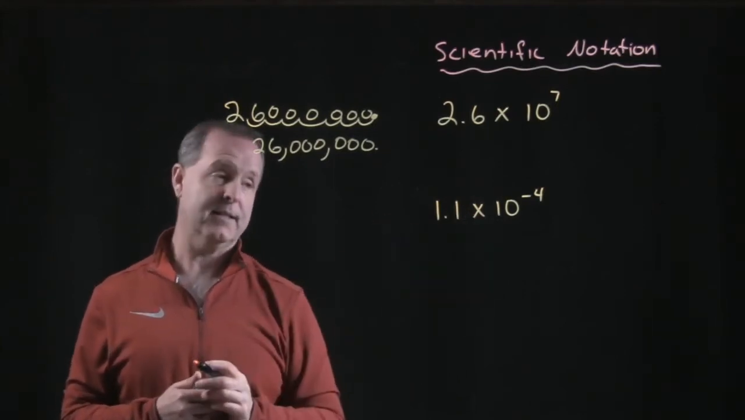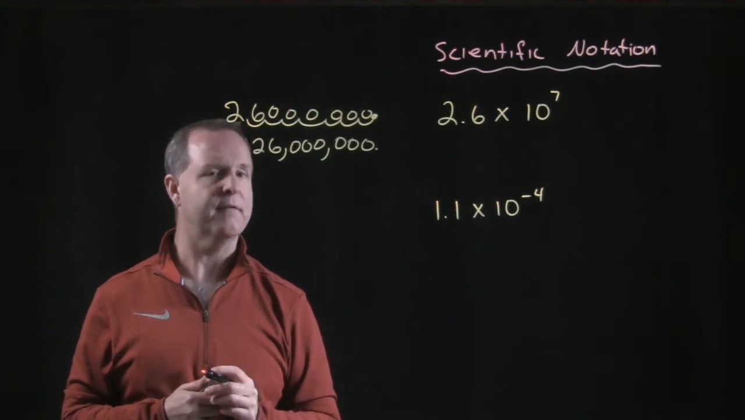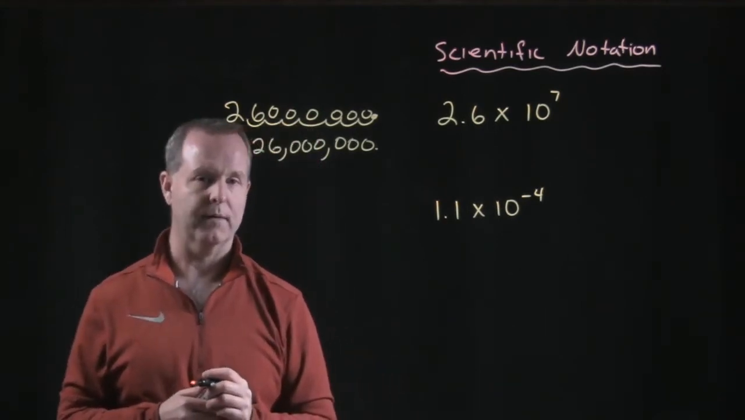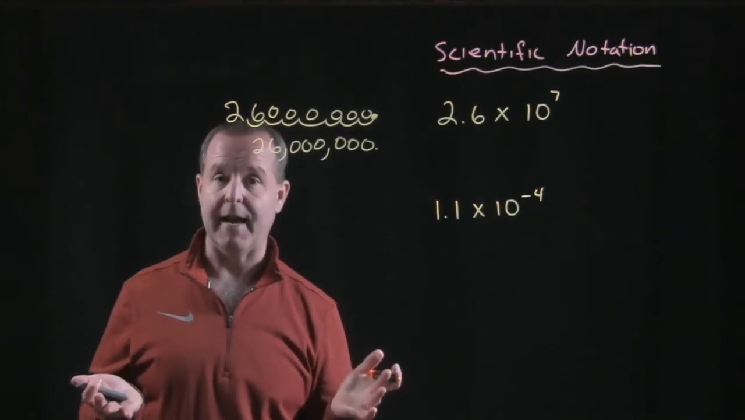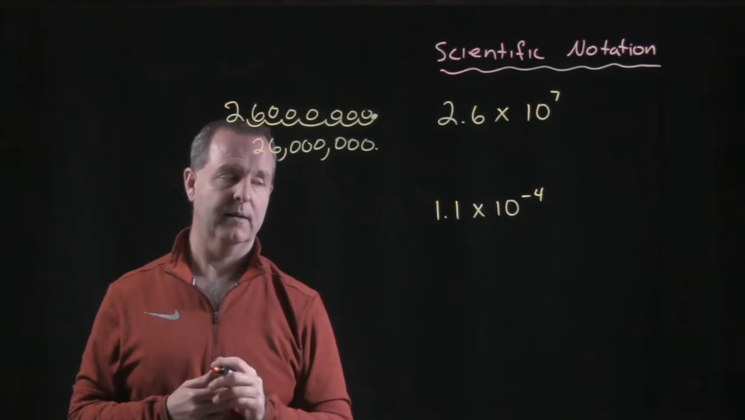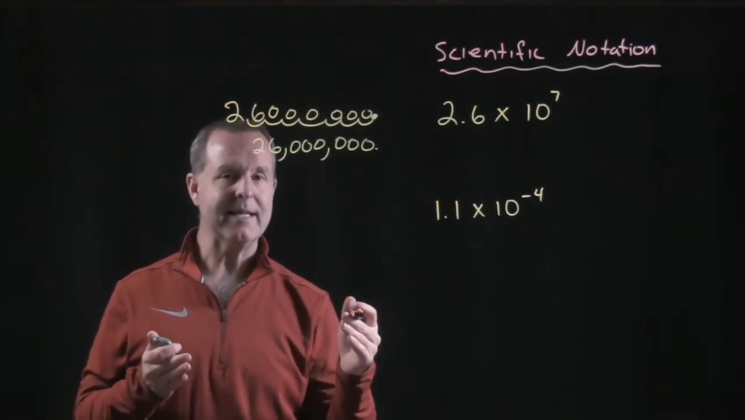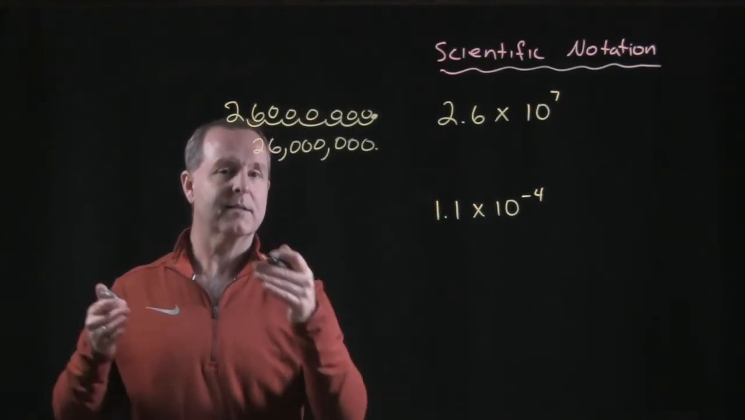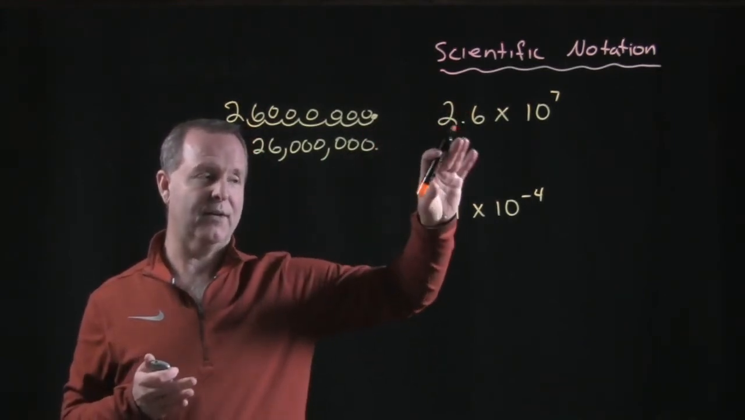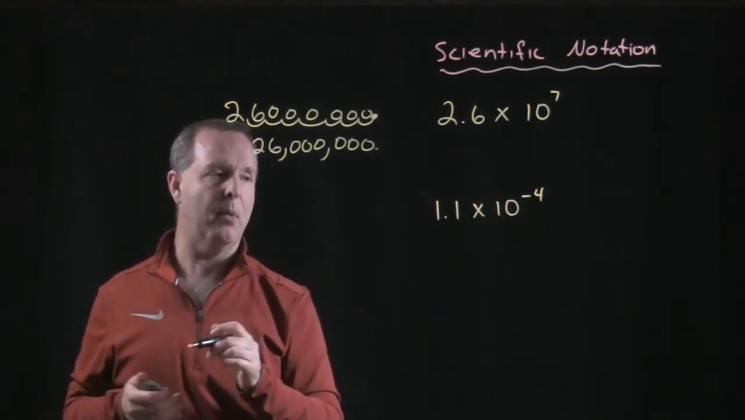Notice on the second set of numbers I have here, it's a very, very small number: 1.1 times 10 to the negative 4th. What's the process with that? Please notice the negative exponent there. What that means is that I'm making the number 4 times smaller. The first time I was making it 7 times greater. The next one I'm making it 4 times smaller.